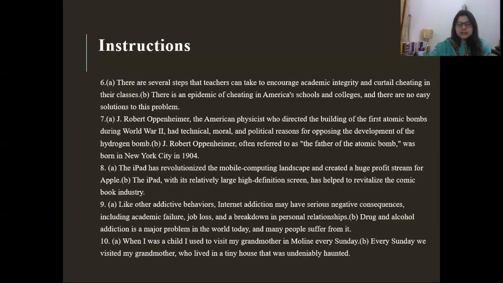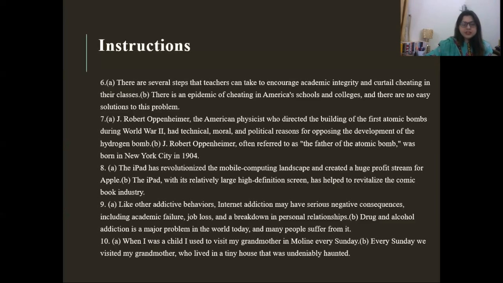Let's look at the 10th topic. When I was a child, I used to visit my grandmother in Moline every Sunday. So it's about visiting grandmother. Okay. Every Sunday, we visited my grandmother, who lived in a tiny house that was undeniably haunted. So probably the writing is more about describing the haunted house of my grandmother. So it's a sort of descriptive essay writing. Or maybe I'm telling a story, so it could be a narrative essay.